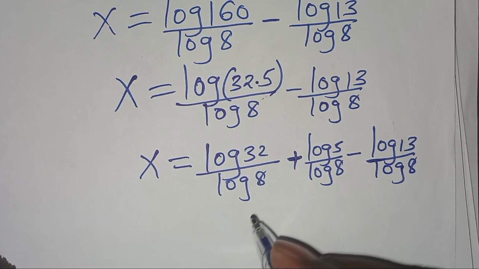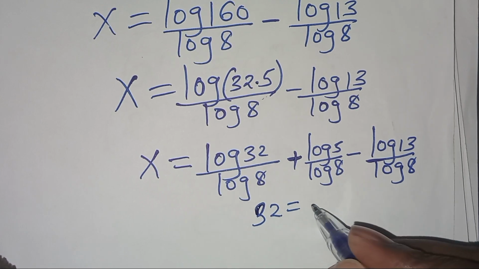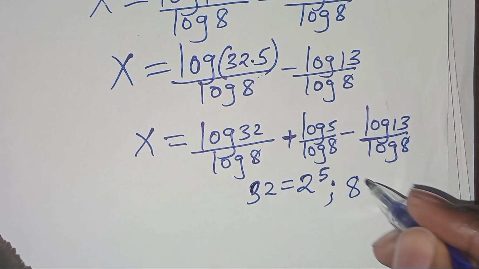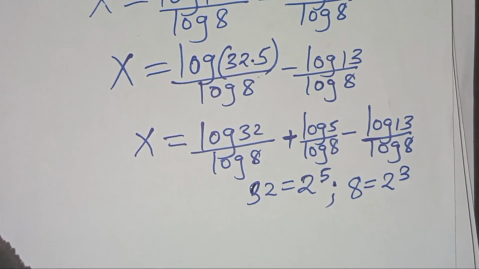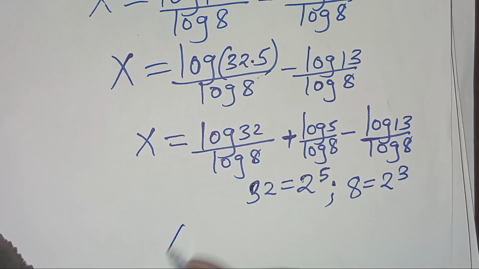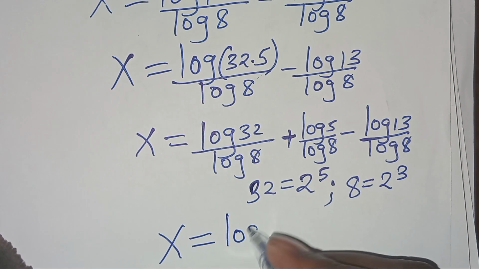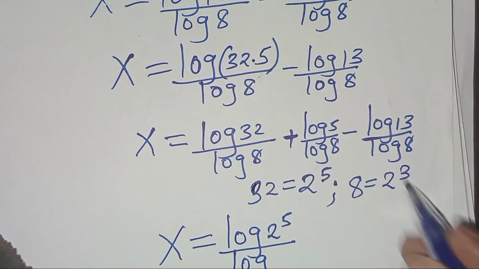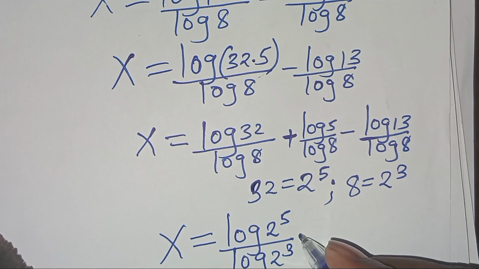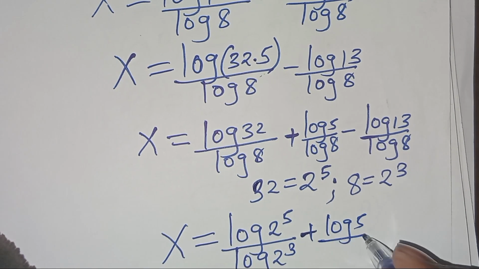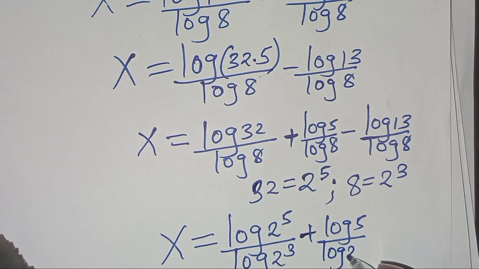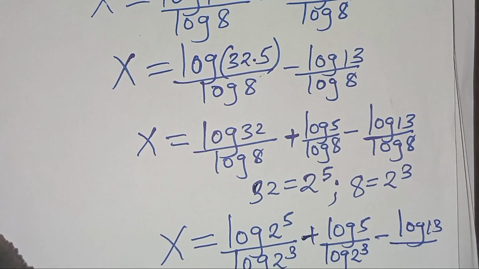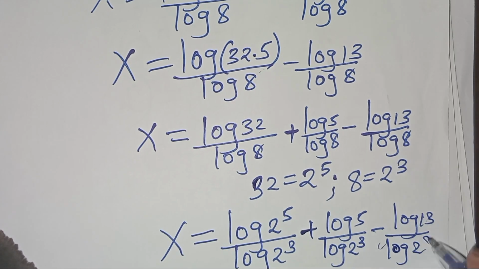The next step here, we can express 32 as 2 to the power 5, and we can express 8 as 2 to the power 3. So substituting this, we have that x is equal to log 2 to the power 5 divided by log 8, which is 2 to the power 3, plus log 5 divided by log 8. Log 8 is the same thing as log 2 to the power 3. Subtract log 13 divided by log 2 to the power 3.